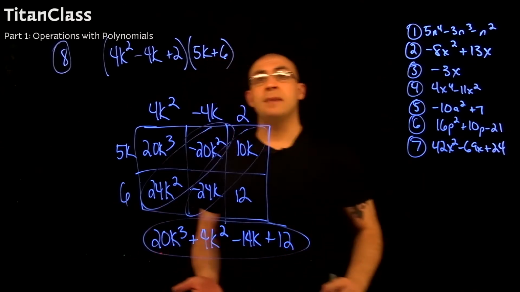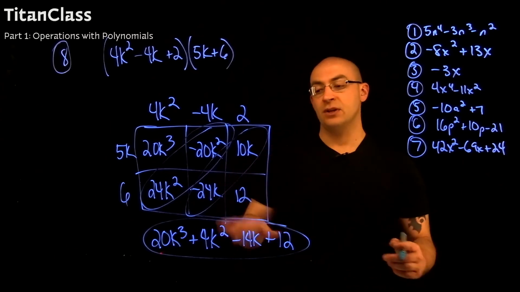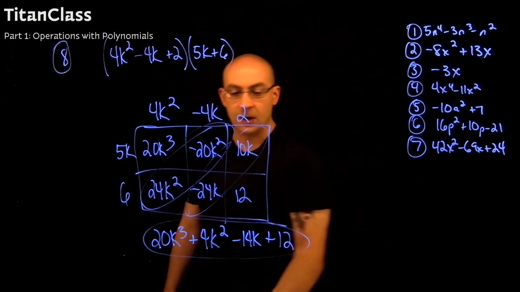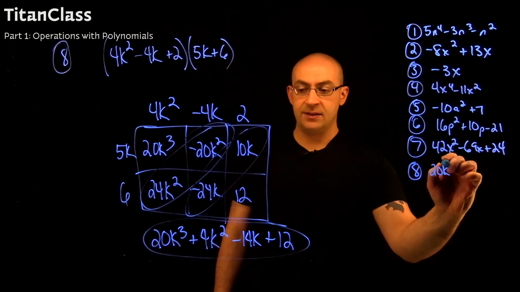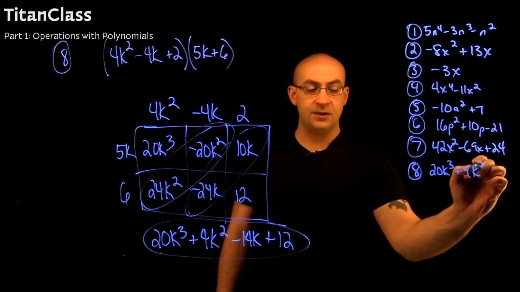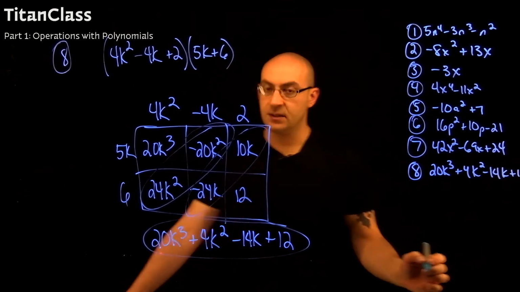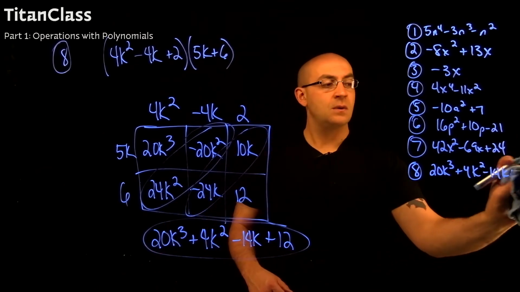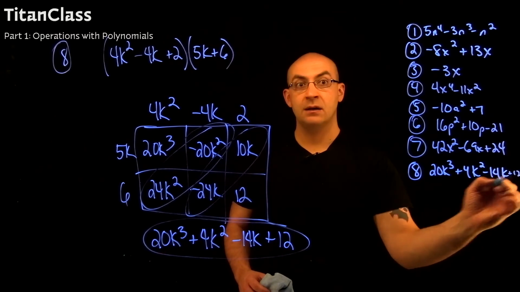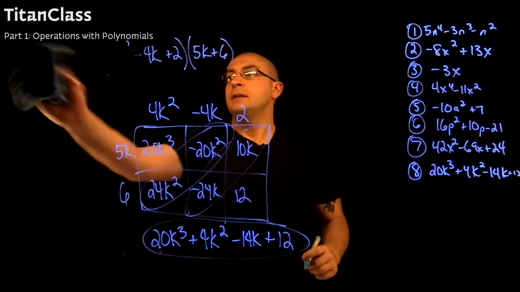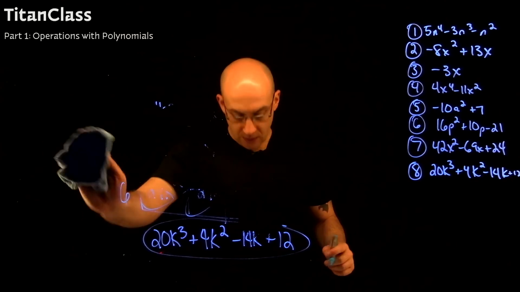Because again, I have to combine like terms, and the two sections in the middle that are diagonal of each other are going to combine. Right? So final answer for number 8 is 20k to the third plus 4k squared minus 14k plus 12. You can't see the plus 12. It's okay. I'll try to fix it. Plus 12. That's better. Okay. 2 more like this, I think, and then we'll go from there.